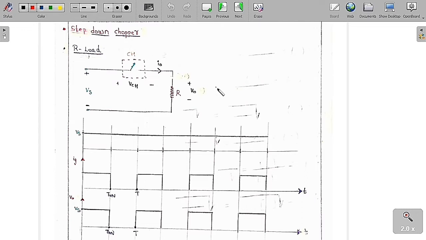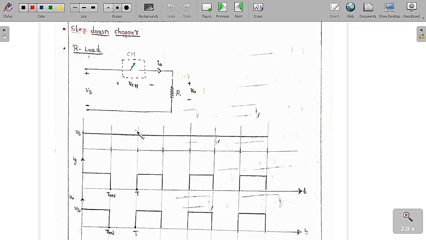Now we are going to see this with the help of an R load. This is a fixed DC voltage, plus or minus Vs. Here we are going to connect an R load. The R load is going to consume a current of I0 with a load voltage of plus or minus V0. This is a chopper, which is basically a switch doing a switching operation. The voltage across the chopper or the switch is VCH.